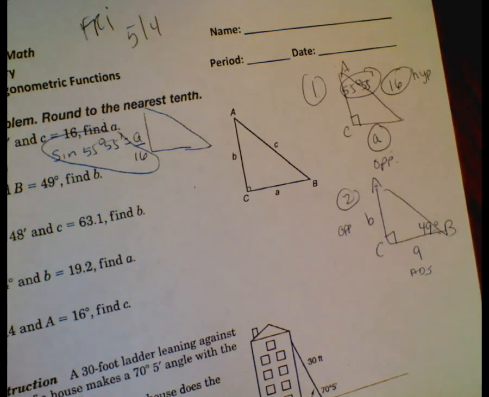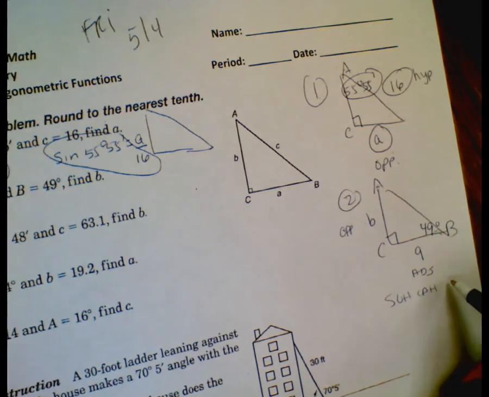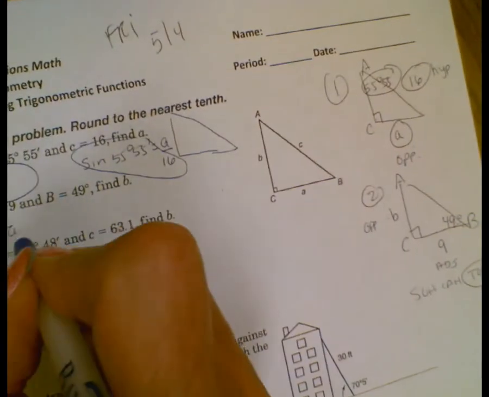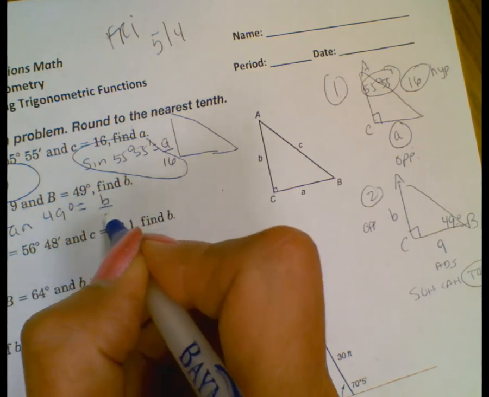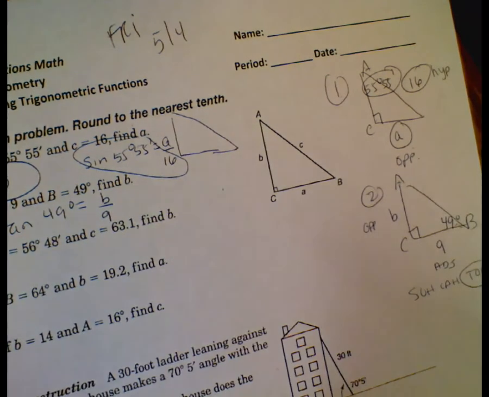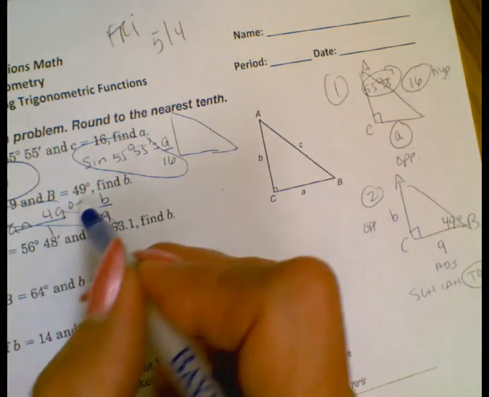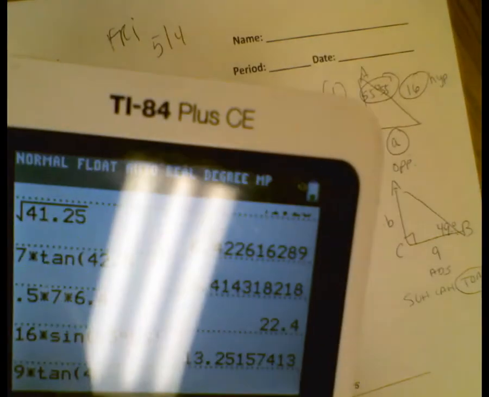So in SOHCAHTOA, which one involves the opposite and the adjacent? Hopefully you're saying tangent, because it is tangent. Tangent of 49 degrees is opposite, which is B, over adjacent, which is 9. Again, the variable's in the top, that's a good thing. So put this over 1 and cross multiply. B equals 9 times tangent of 49, which is 10.4.